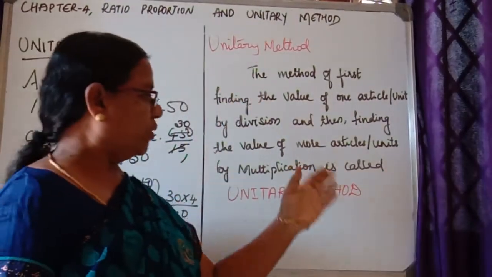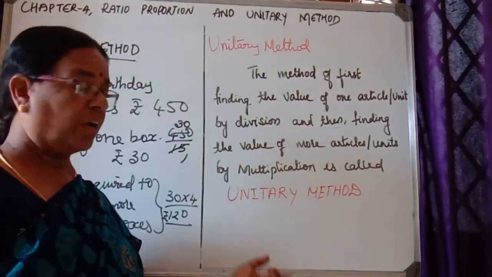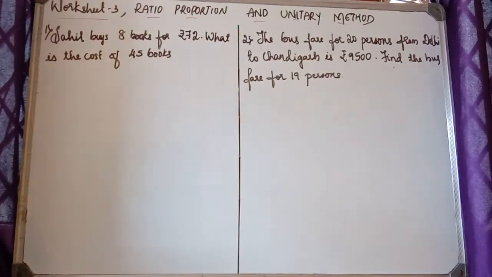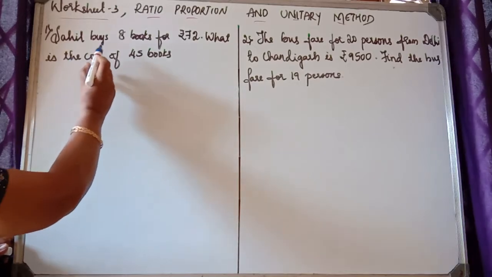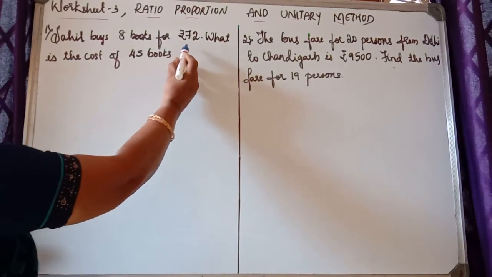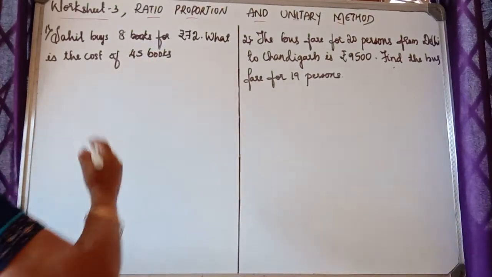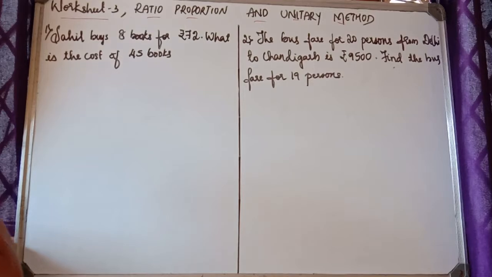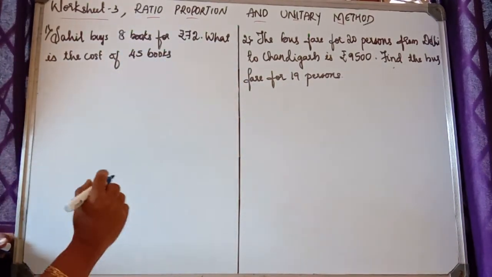So, children, copy the definition and example from your textbook, then copy down worksheet 3. Now, let's start worksheet 3. First sum. Sahil buys 8 books for rupees 72. What is the cost of 45 books? Sahil paid 72 rupees for 8 books. Now, we must know the cost of 45 books.